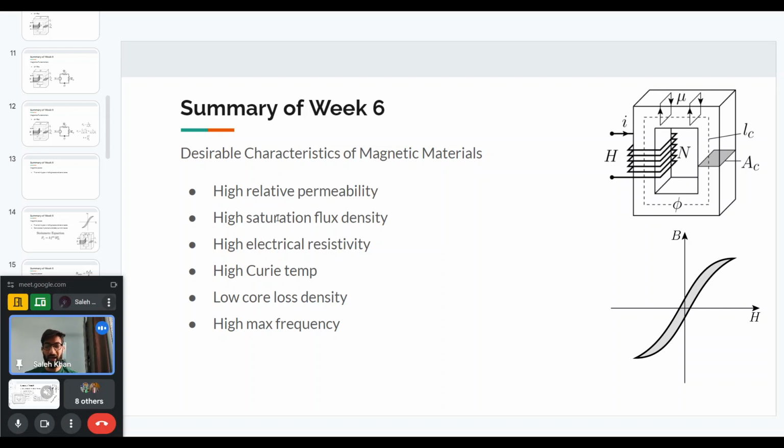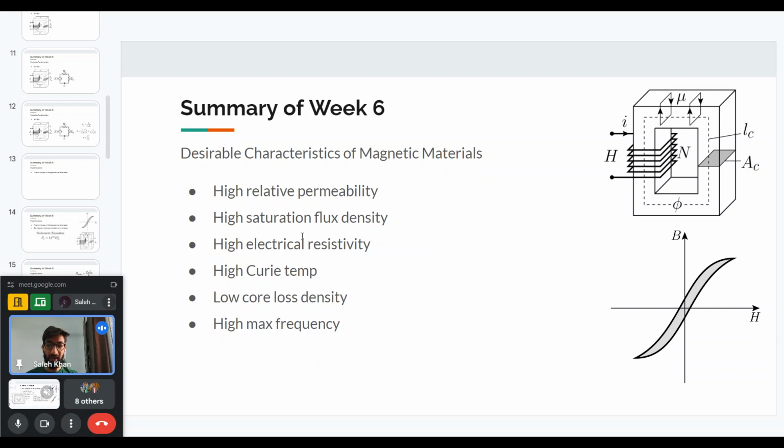Next, it should have high saturation flux density so that we can go to higher values of H without the core getting saturated. If the core gets saturated, then its inductance will decrease because the mu will decrease, and inductance is related to the mu. So if we want a particular inductance, then we should have high saturation flux density. Otherwise, we will have to use a larger core.